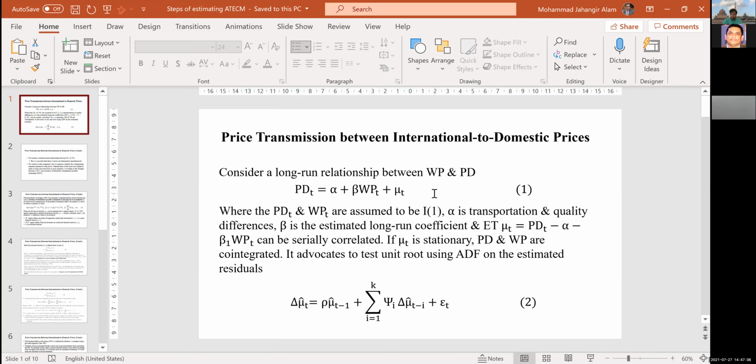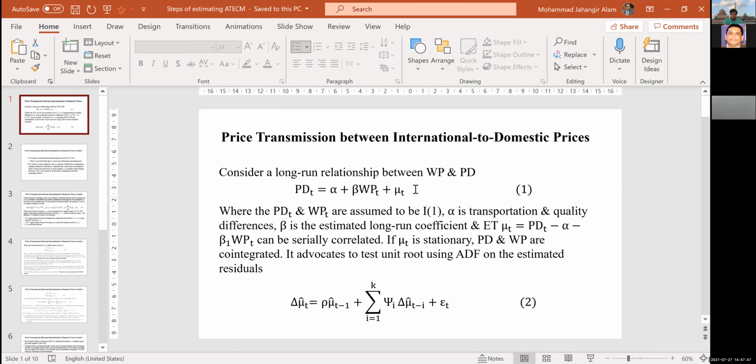In this case, there are two approaches. The first is called the Granger representation theory. It normalizes one variable, in our case PD, then simply runs OLS and saves the mu t, that's the error correction term. The second way is considering two variables, in our case two prices, PD and world price, as endogenous, running the model jointly, and then solving with maximum likelihood estimation.